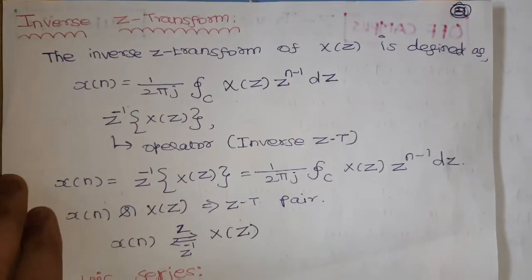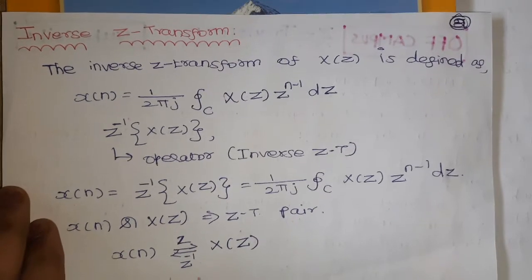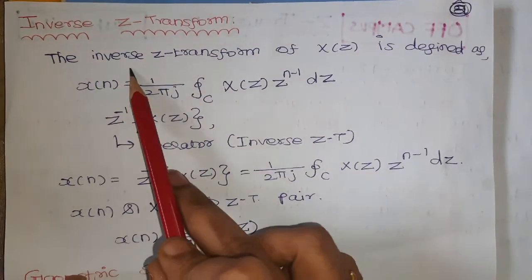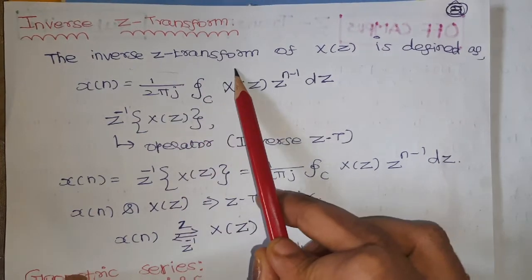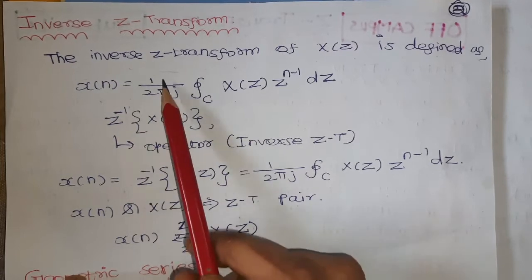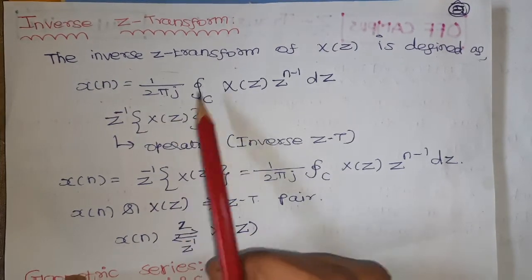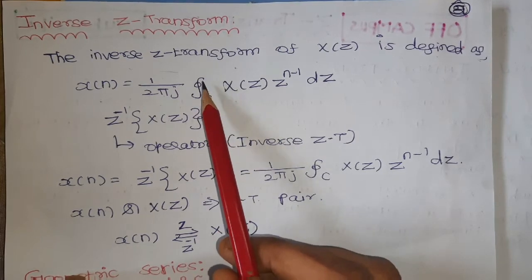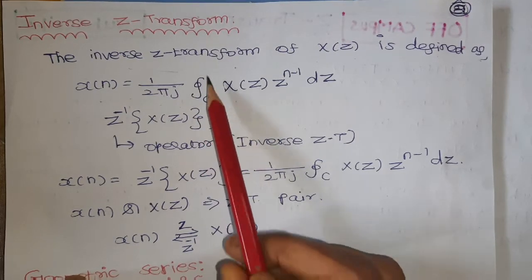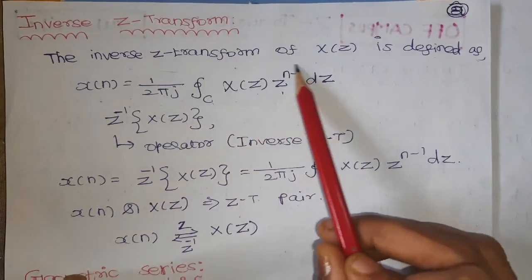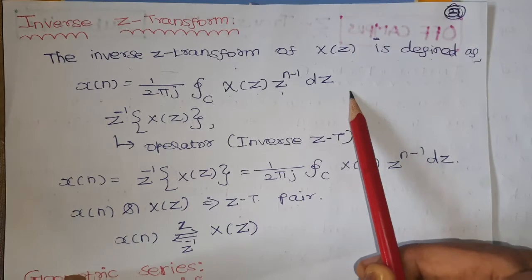Next, coming to the inverse Z transform. What is that? We'll see. What is inverse Z transform? The inverse Z transform of X of Z is defined as x of n is equal to 1 by 2 pi j closed integral, contour or residue we can call it, closed integral X of Z into Z power n minus 1 into dz.